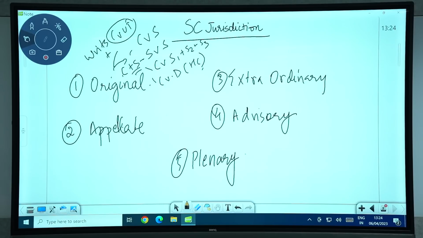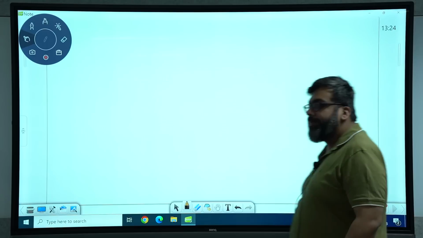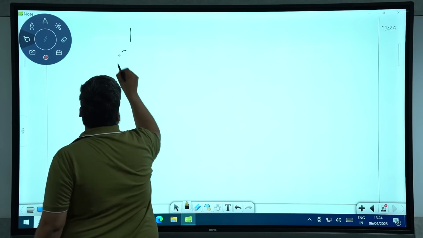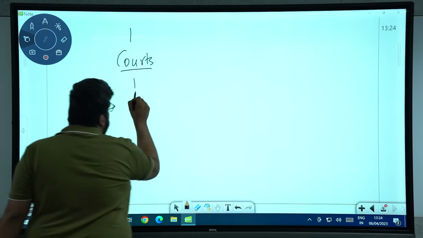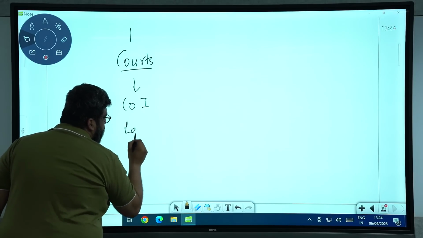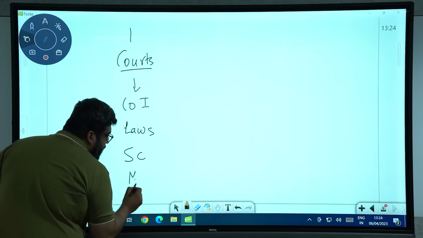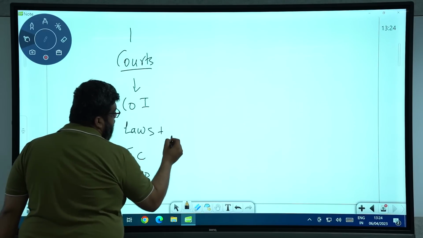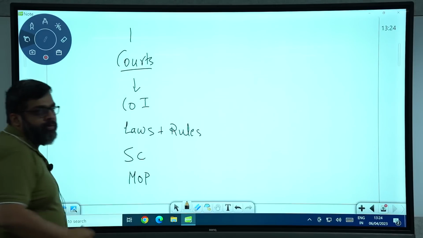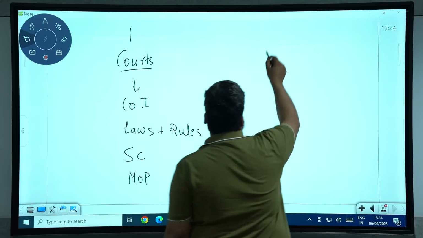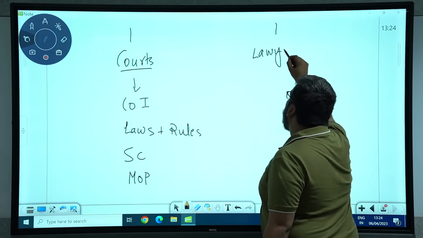Which now brings me to the second part, which is just 2 minutes. The courts are regulated by these laws. I told you the legal system comprises of courts, lawyers, and litigants. So we figured out our courts. We know that we've got the Constitution of India, we've got a bunch of laws, we've got a Supreme Court judgment, we've got some memorandum of procedures, and these laws also have rules. अब कोर्ट्स के साथ वकील भी तो है ना, lawyers.